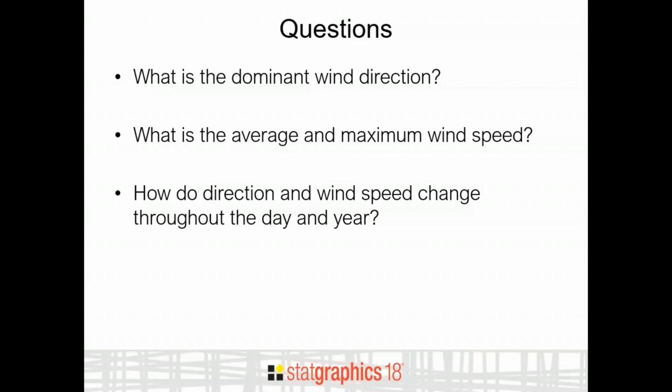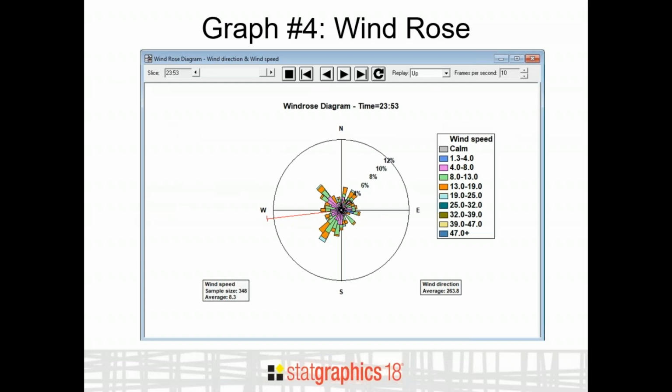Now, there's a special graph that's particularly well suited to display wind speed and wind direction. It's something called a windrose. Okay, and graph number 4 of my top 10 is going to be the windrose. What the windrose does is it basically divides the compass up into a certain number of intervals. The windrose I'm displaying here divides the compass into, I believe it's 16 sections.